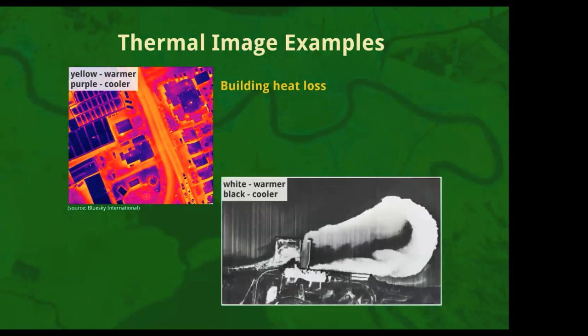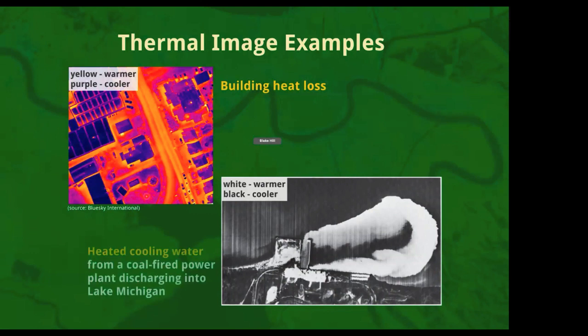And the second image, because I know you all have access to the slide, I wouldn't really ask you what we're looking at. This is an example of water discharge, heated cooling water from a power plant into Lake Michigan. And here we're using white to show warmer areas. By convention, we use white to show higher values, warmer areas in a thermal band, and black to show cooler. So that will give you some ideas on thermal image examples.